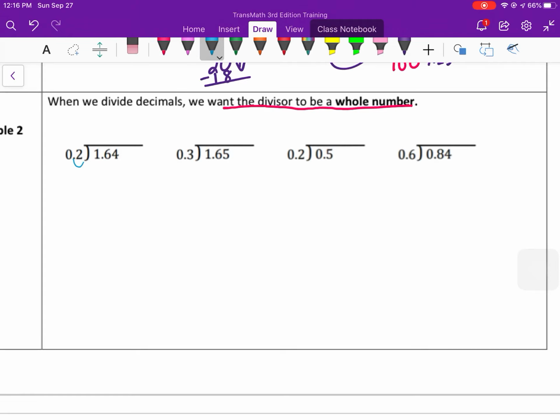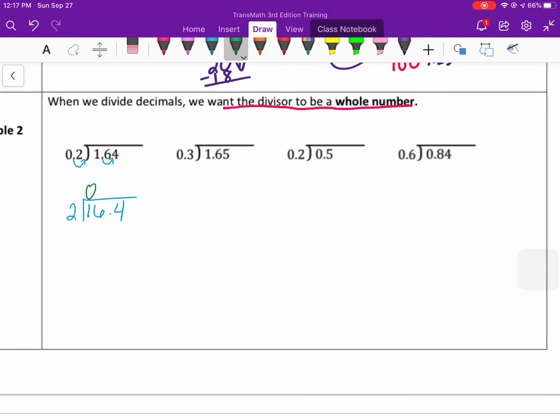So if I wanted to divide here, I would want this outside number to be a whole number, so I'd move my decimal point over 1 place. Now, if you move the decimal over one place, you also have to move it over one place here. So then it becomes 2 and 16.4. So 16.4 divided by 2.